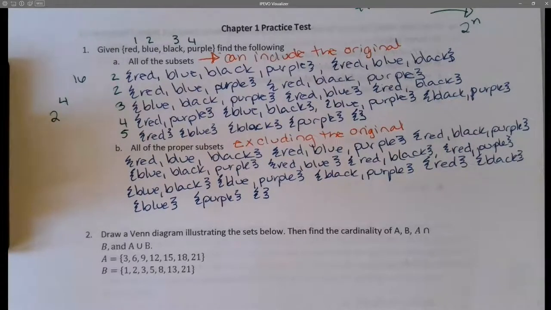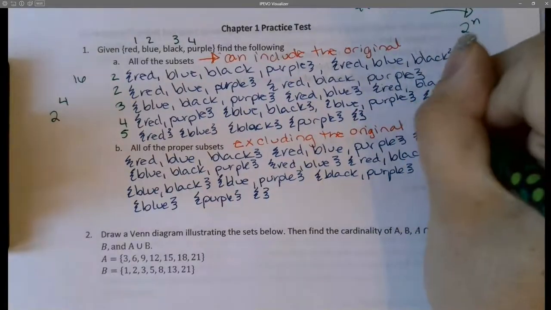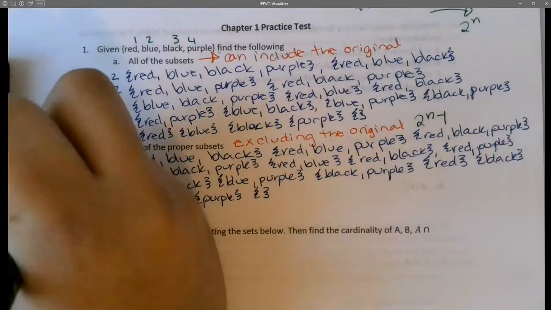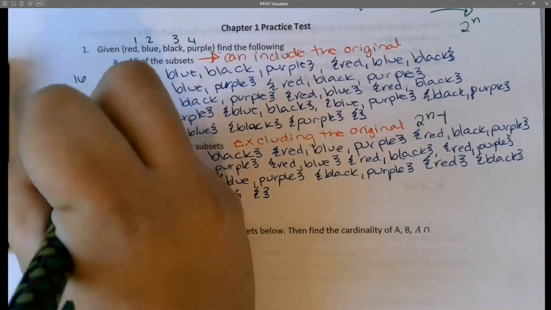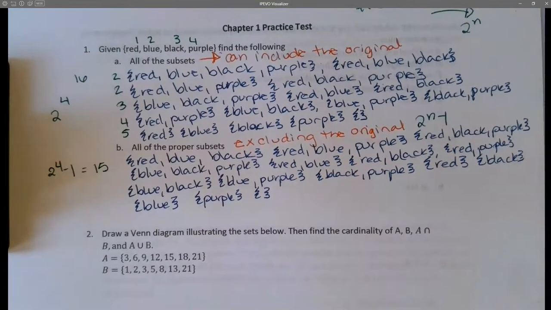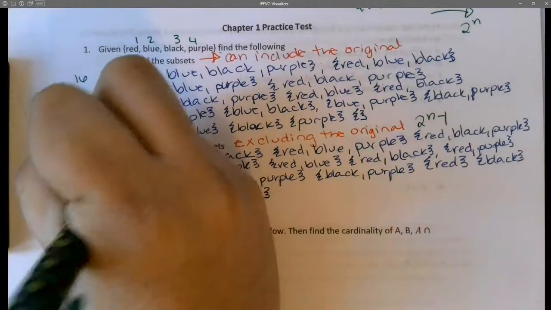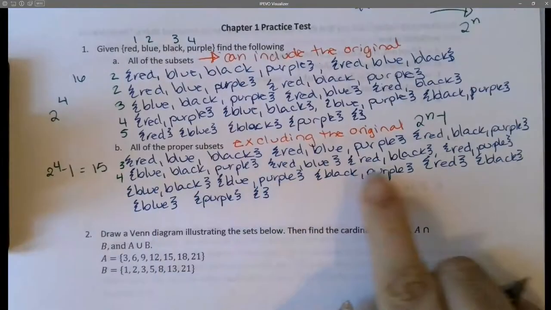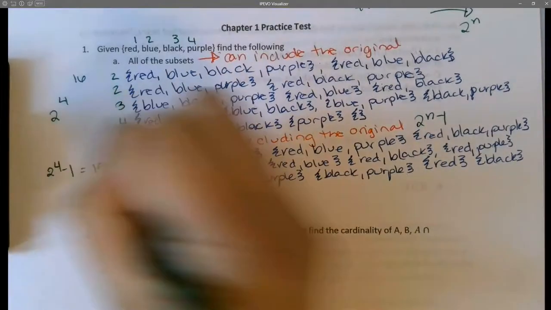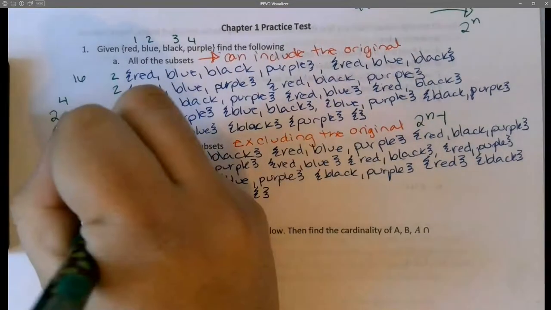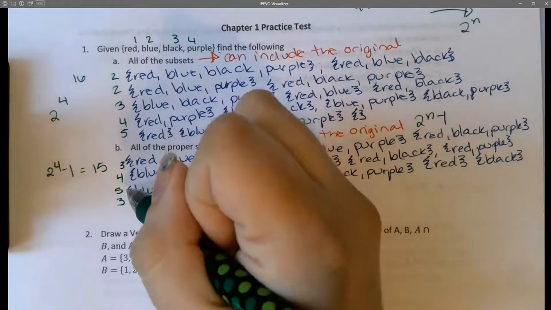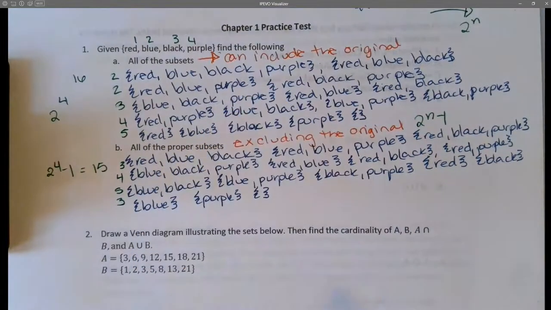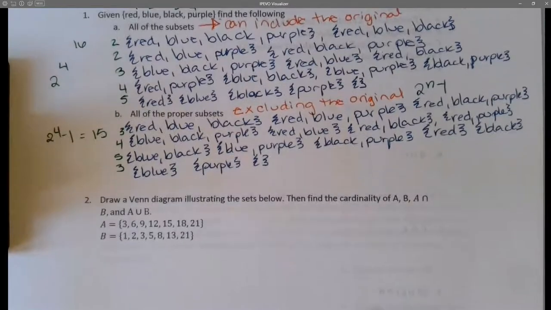anything from the original. So the formula here to figure out if I found all of the correct sets is 2 to the n minus 1. So that would be 2 to the 4 minus 1, which I just subtract 1 from earlier, is 15. So I want to have 15 total sets here. I'm going to count out how many I wrote. I have 3 in the first row, 4 in the second row, 5, and 3. 3 plus 4 is 7, plus 5 is 12, plus 3 is 15. So I found all of my proper subsets there.